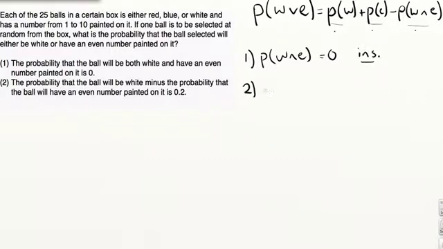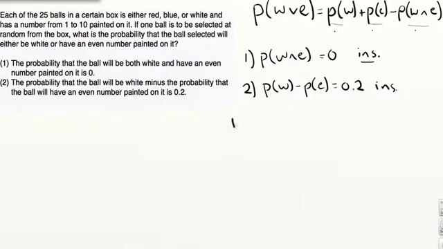The next one, statement 2, the probability that the ball will be white minus the probability that the ball will have an even number. So probability of white minus the probability of even is 0.2. Now, this tells us nothing about the probability that it's white and even at the same time, so that's insufficient.